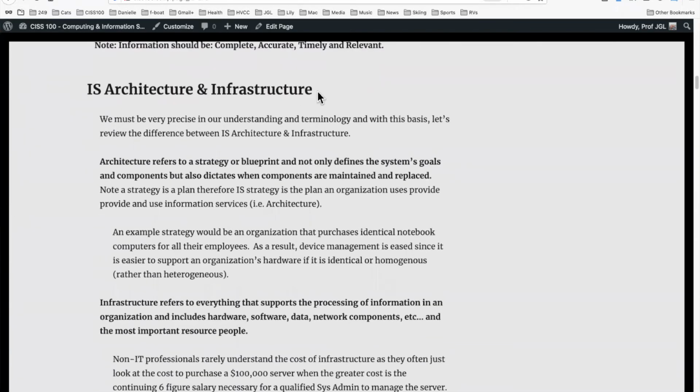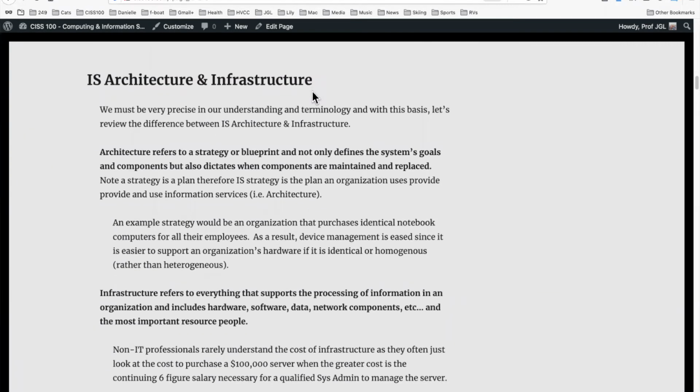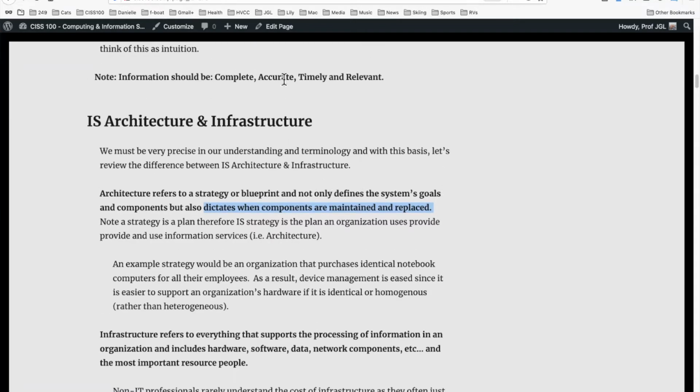I presented this back in networking, but now we're really starting to look at it in greater detail. The contrast between architecture and infrastructure. Architecture is a blueprint. And again, easy to remember this. What do building architects do? They create a blueprint. But we extend this definition, okay? Not only does it define the system's goals, but it dictates where the components are maintained in place. And that's the challenge, because we don't know what's coming. We don't have complete, accurate information about what's coming down the pike a year from now.